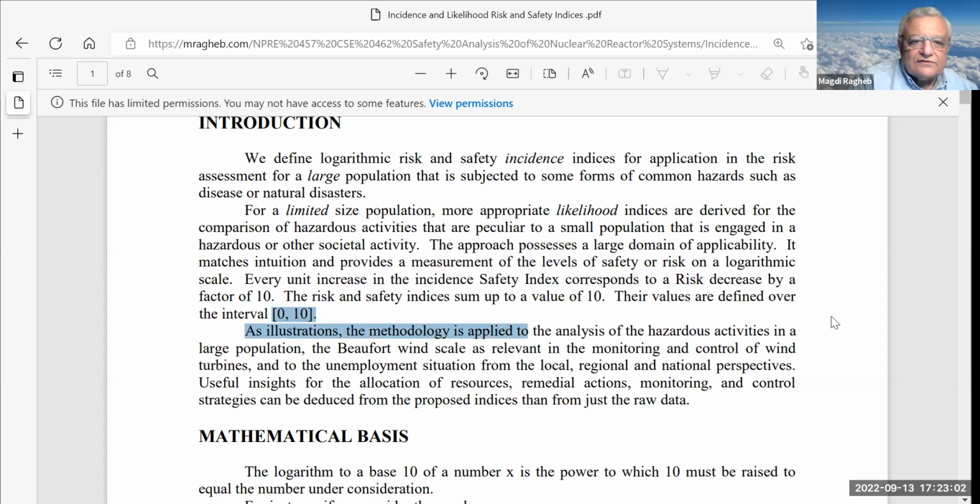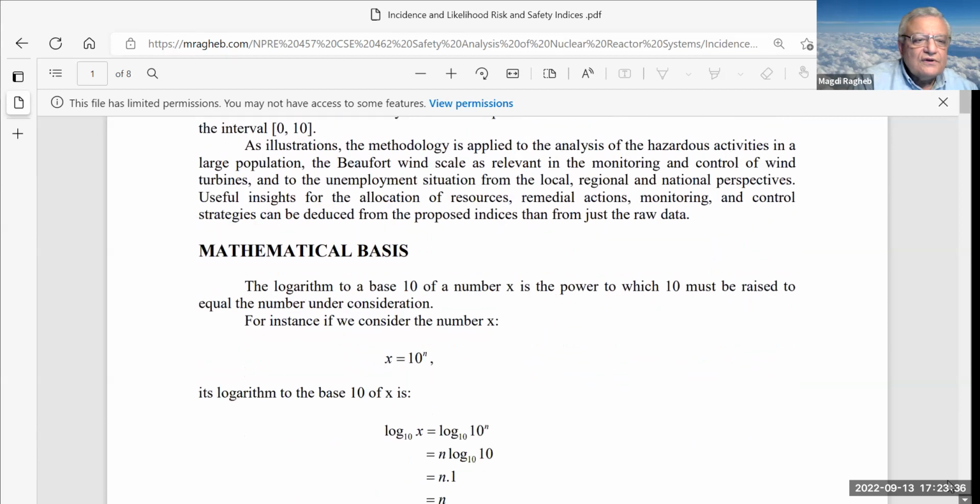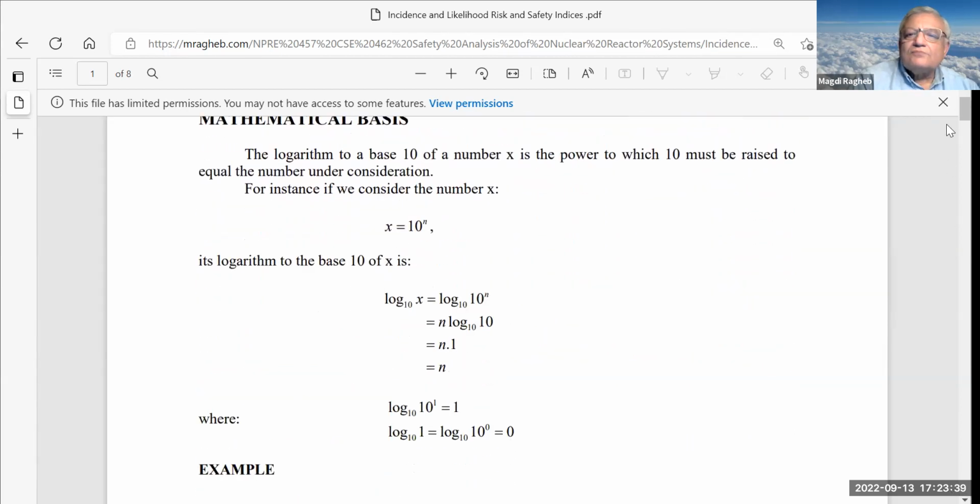You'll find there are two illustrations in the analysis of hazardous activities in a large population. We use the Beaufort wind scale as relevant in the monitoring and control of wind turbines, and the unemployment situation from the local, regional, and national perspectives. That approach can lead to useful insights in the allocation of resources, remedial actions, monitoring, and control strategies, from the proposed indices that can be deduced on a logical and objective basis.